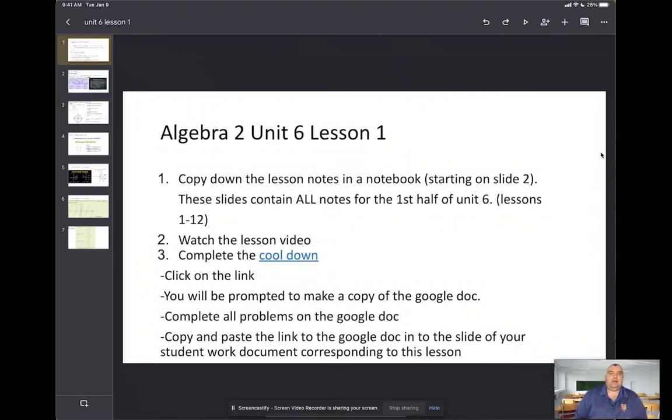Hello everyone, welcome back. We are going to start Unit 6 in this video, Unit 6, Lesson 1. And the way I've decided to do this particular unit is a little different. Unit 6 will be divided in half. There will be a mid-unit test and an end-of-unit test. So I've decided to give you all of the notes for the first half of Unit 6. All of the notes are actually presented right here in Lesson 1.